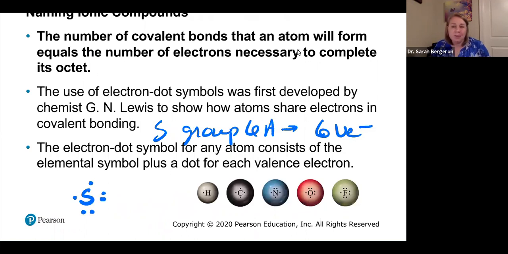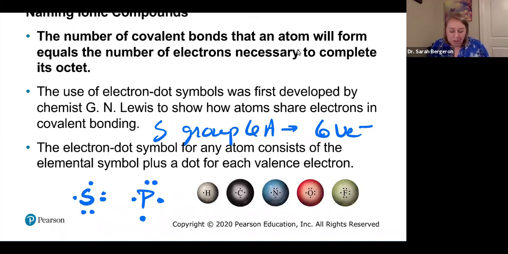Does it matter which ones are paired, which ones are by themselves? No, it doesn't matter, so long as you do them individually and then you pair them. So let's do another one. Let's do phosphorus. Phosphorus is number 15, so just go back 1. So it's in group 5A, and so we know we have 5 valence electrons. So 1, 2, 3, 4, and then you can pick any one you want and pair it.